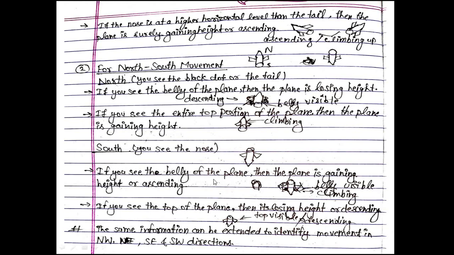For south, we know that the nose is visible. If you see the belly of the plane, then the plane is gaining height or ascending. If the belly is visible, it means the aircraft is climbing in the south direction. If you see the top of the plane, then it is losing height or descending. The same information you can extend to identify movement in northwest, northeast, southeast and southwest directions.